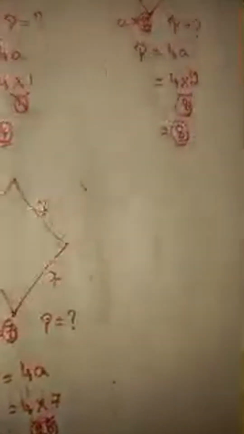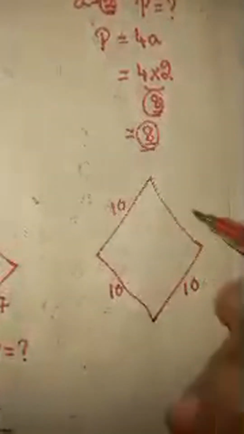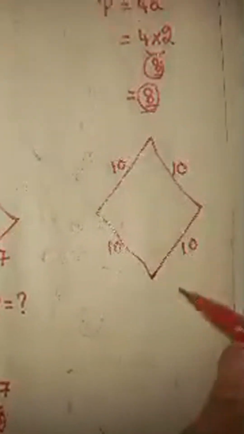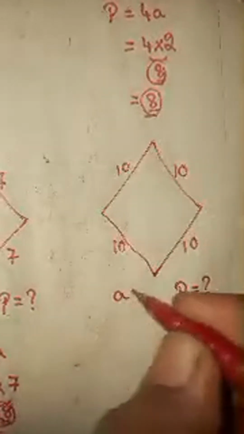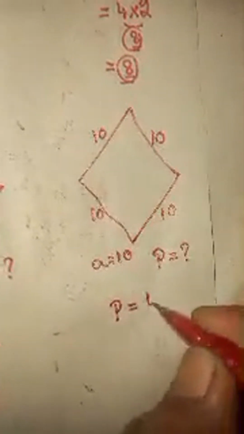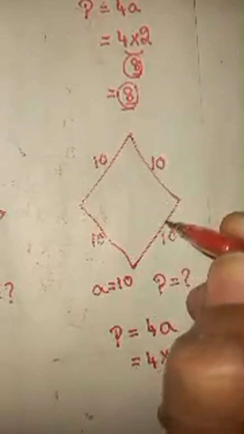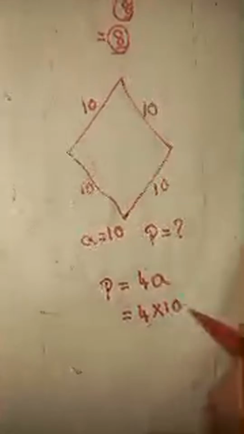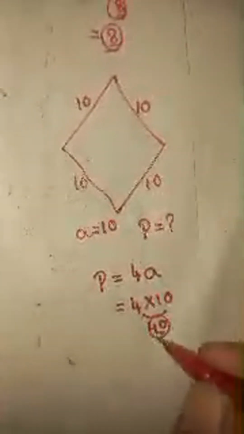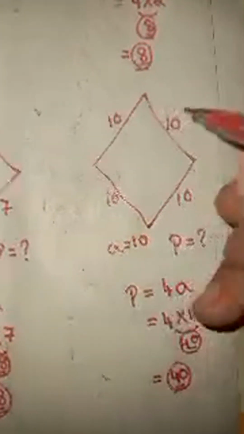Let's take another rhombus. In this rhombus, you are going to find all sides as 10 units. You need to find the perimeter of this rhombus when all sides are 10 units. The perimeter of this rhombus is 4 times the side length, that is 4 times 10 units, which is 40 units. So 40 units is the perimeter of this rhombus.